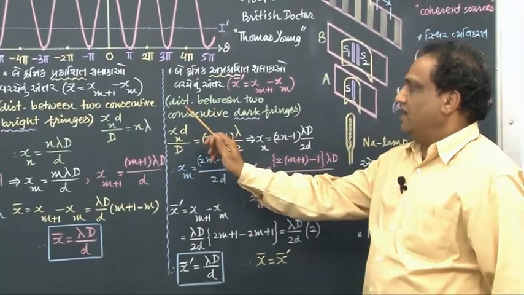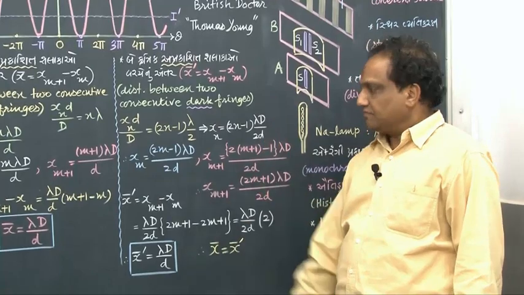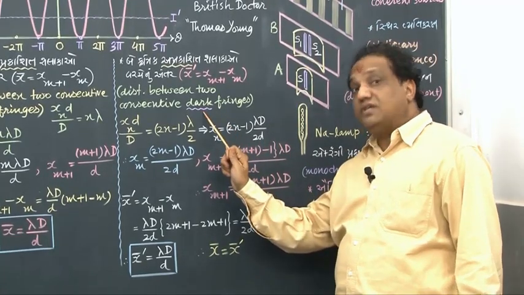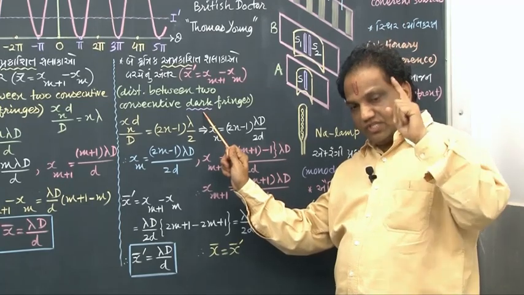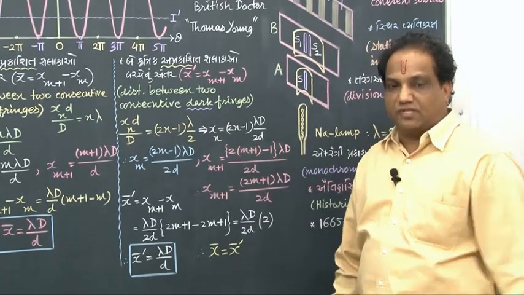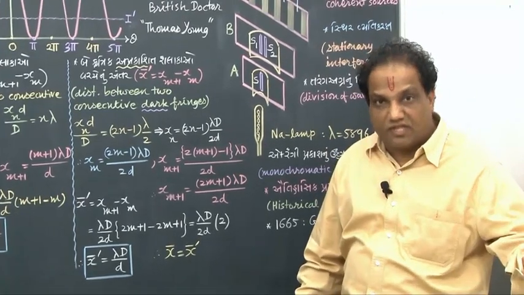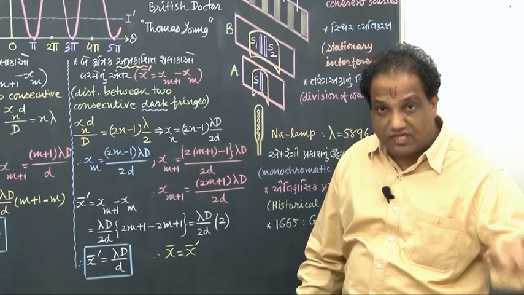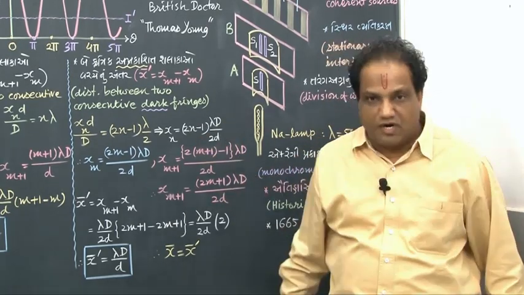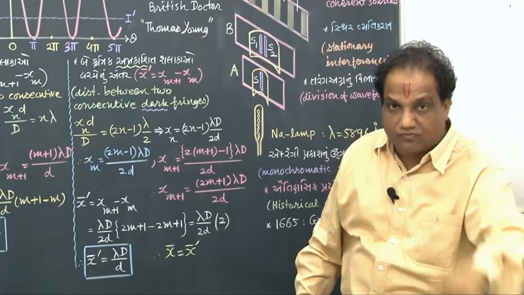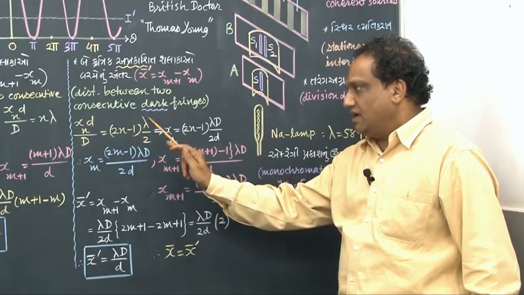And now we go for finding the distance between two consecutive dark fringes. Fine. Dark fringe means zero intensity. Zero intensity means destructive interference. Destructive interference means path difference should be equal to, as we just obtained, 2n minus 1 lambda by 2. Path difference equals 2n minus 1 lambda upon 2.